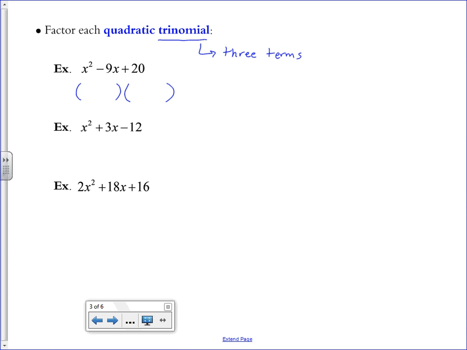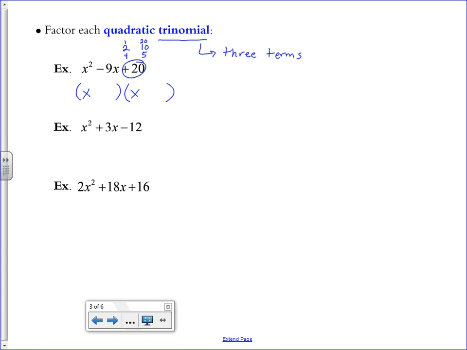So when I take that x squared and I break it up into the parentheses, I know that each parentheses is going to start with a single x. That's because x times x gets me that x squared. Then I'm going to skip to this number, positive 20, because I know that the other two numbers in these parentheses, when I multiply them together, are going to have to equal that 20. So I'm thinking of the factors of 20. They include 2 and 10, 1 and 20, 4 and 5, and also the negative 1 and negative 20, negative 2, negative 10, and negative 4 and negative 5, because those would also make positive 20.